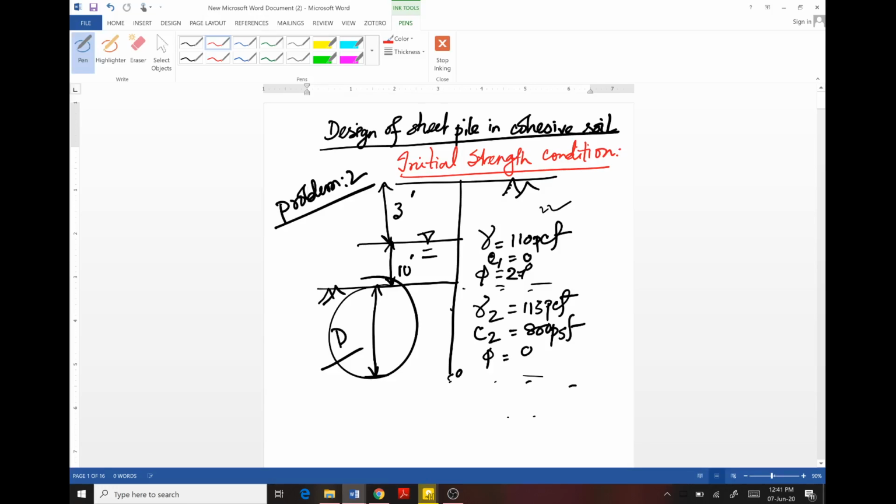I would like to recap again. For the initial strength condition, C will be there, but no internal angle will be developed. Okay, now let's start. Again, at first we will develop the earth pressure diagram.